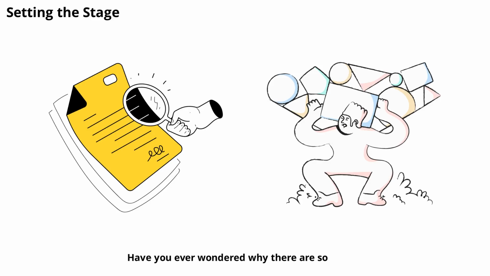Have you ever wondered why there are so many rules and regulations in our daily lives? From traffic lights to taxes, government rules shape the way we live, work, and interact with each other. In this video, we'll explore the reasons behind the existence of government rules, how they impact society, and why they're essential for maintaining order. Let's begin our journey by understanding what government rules actually are and why they play such a crucial role in our communities.